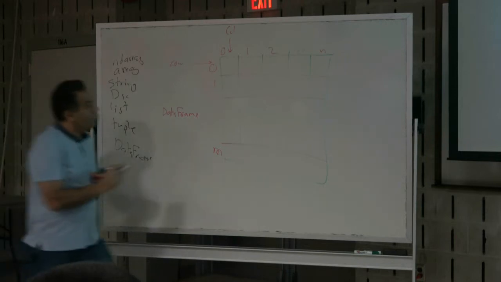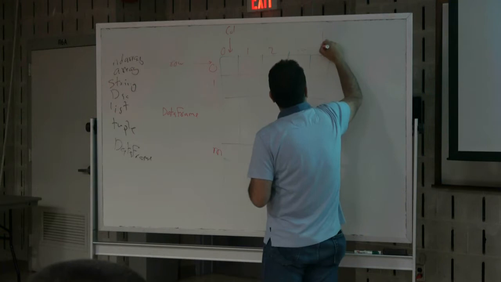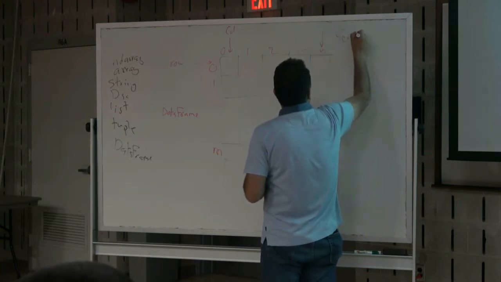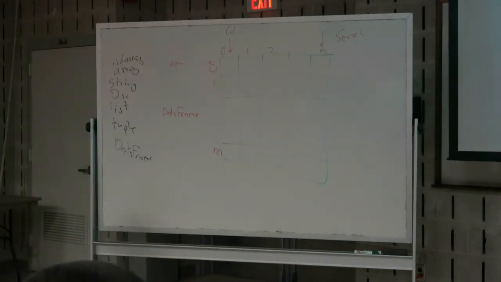And if we take one column, what do we call it? A series. So a data frame is built off a bunch of series. One vector, we call it a series.